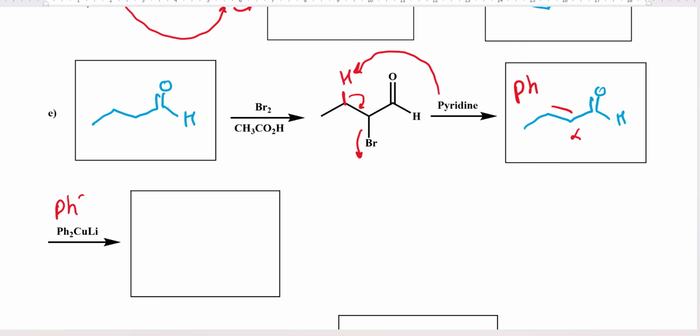So if you have a phenyl here, this negative phenyl can attack here and push the pi bond to the alpha carbon. Then the negative charge on alpha can be neutralized by absorbing a proton from the solvent. As a result, we have an aldehyde, and on the beta position, we have a phenyl group or a benzene ring.